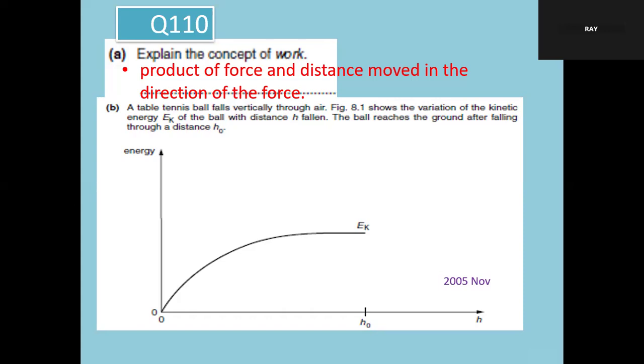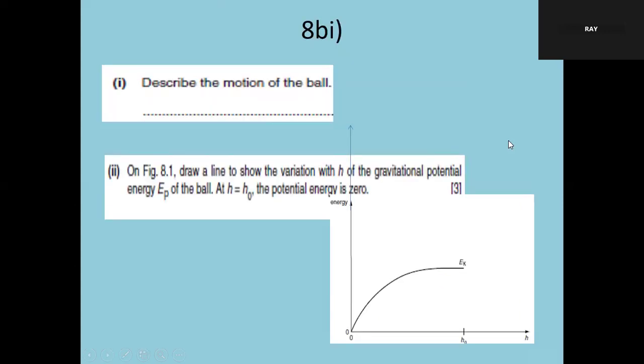Okay, that's the graph. Read the question before I turn to the next page. A tennis ball falls vertically through air. Figure 8.1 shows the variation of kinetic energy of the ball with distance fallen. The ball reaches the ground after falling a distance h naught. So this is your ground, h naught. Describe the motion of the ball.